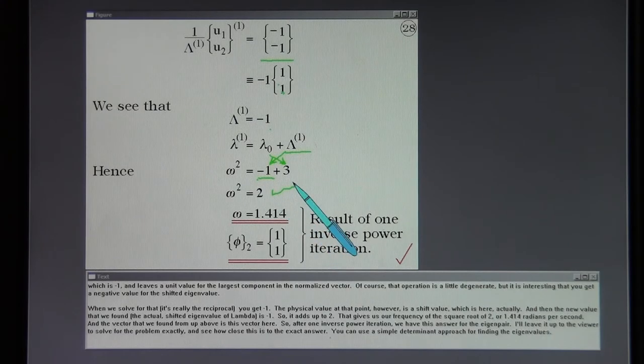That gives us our frequency of the square root of 2, or 1.414 radians per second. And the vector that we found from up above is this vector here. So after one inverse power iteration, we have this answer for the eigenpair. I'll leave it up to the viewer to solve the problem exactly and see how close this is to the exact answer. You can use a simple determinant approach for finding the eigenvalues.